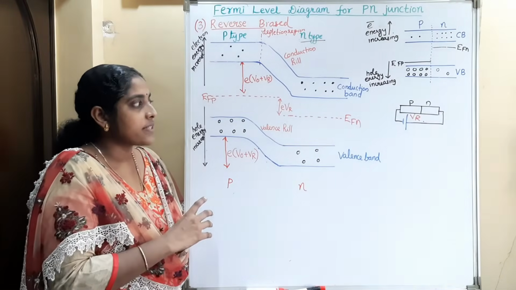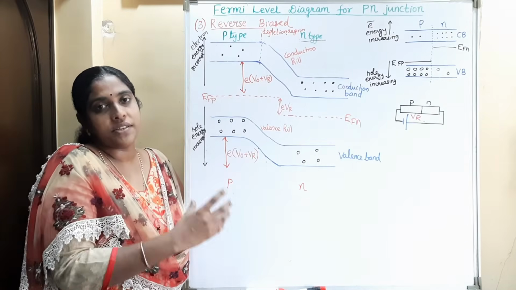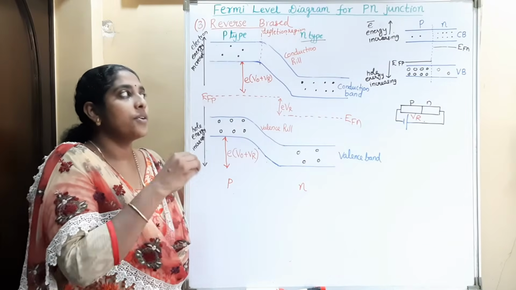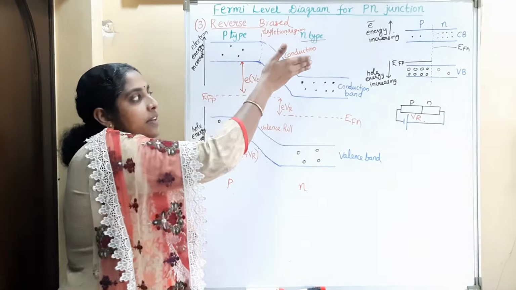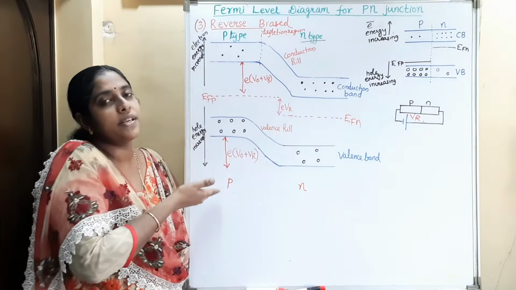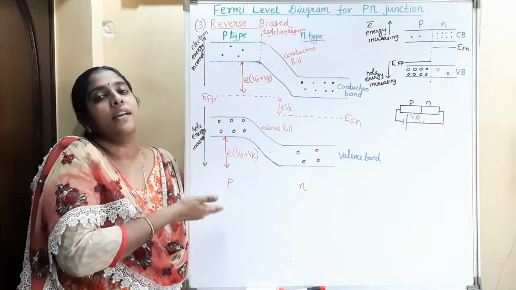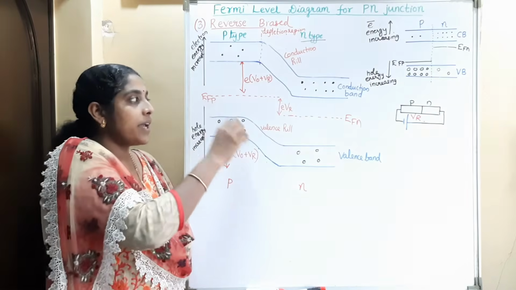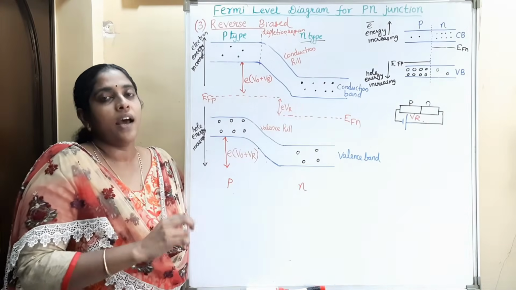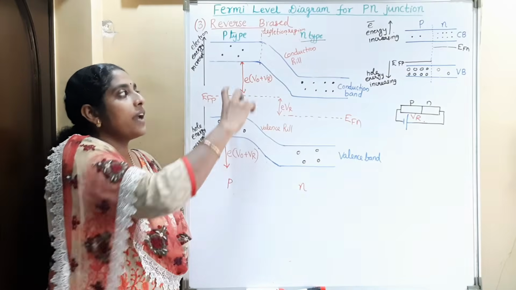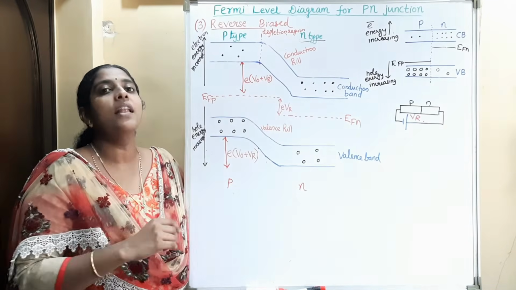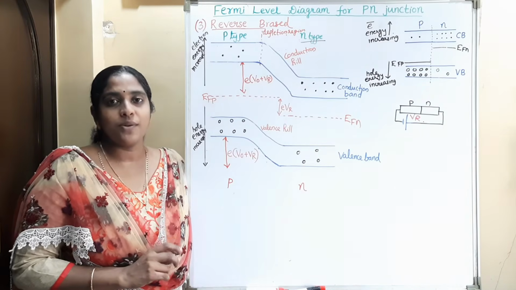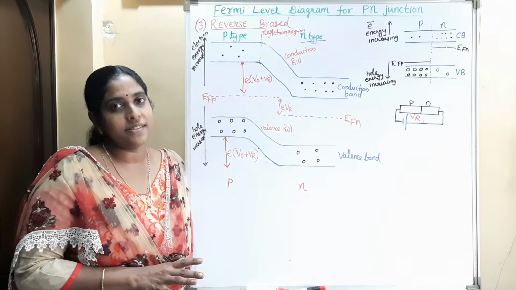During reverse biasing, the energy of the major charge carriers on both the P side and N side decreases. Due to that, on the N side the band structure shifts downwards and on the P side the band structure shifts upwards, and correspondingly there will be a shift in the Fermi level by an amount eVR. And in reverse biasing, the height of the conduction hill and valence hill increases and it is equal to e(V0 + VR). That's all about the Fermi level diagram of a PN junction diode.